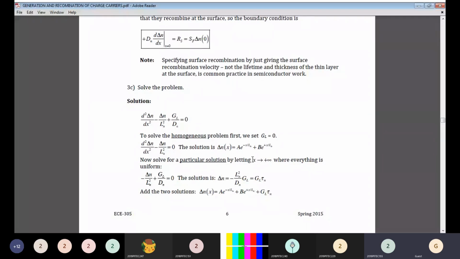For a particular solution, letting x tend to infinity, where everything is uniform, therefore −Δn/Ln² + GL/Dn = 0. The solution is Δn = GL Ln²/Dn, which is equal to GL τn, where τn = Ln²/Dn. Add these two solutions: Δn(x) = A e^(−x/Ln) + B e^(+x/Ln) + GL τn.